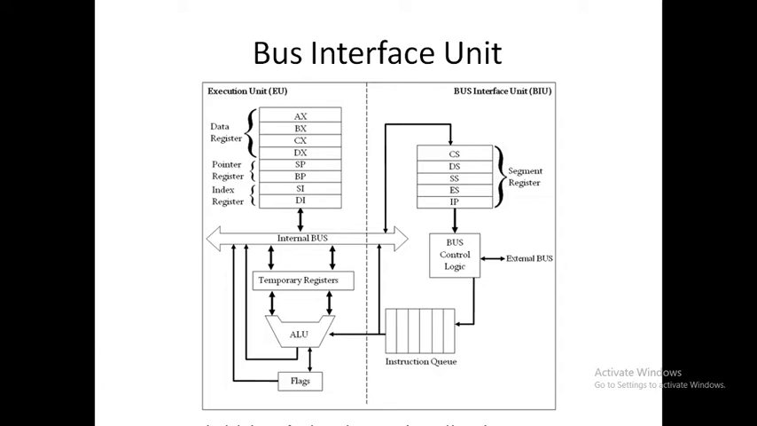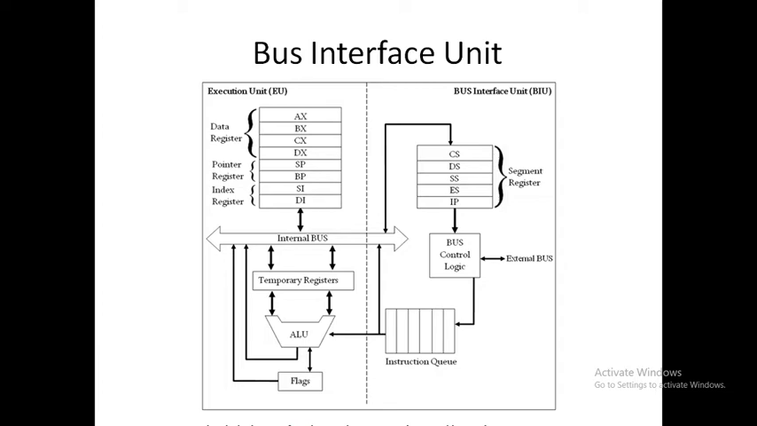So the two units are working asynchronously. 8086 contains two independent functional units, that is the bus interface unit and the execution unit. Now let us move to the bus interface unit, that is BIU. The segment registers, instruction pointer, and 6-byte instruction queue are associated with the bus interface unit. That is, the instruction queue, external bus control unit, and segment registers.